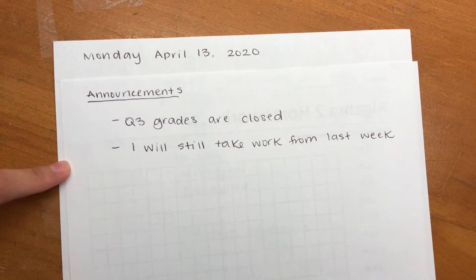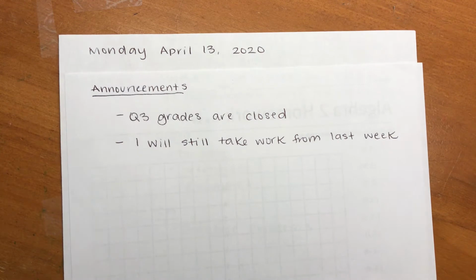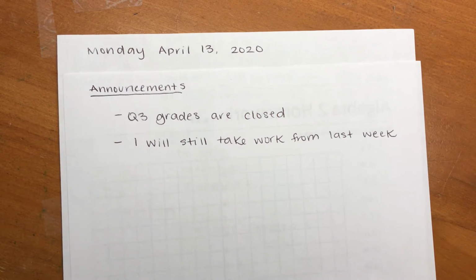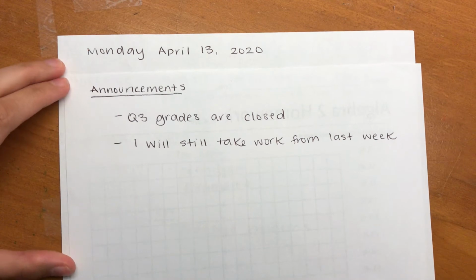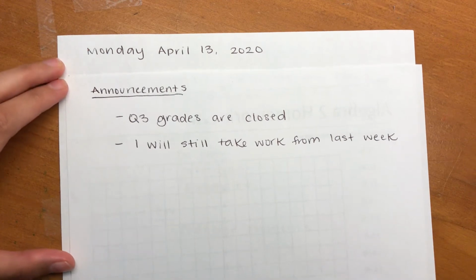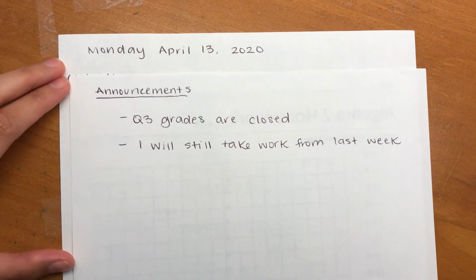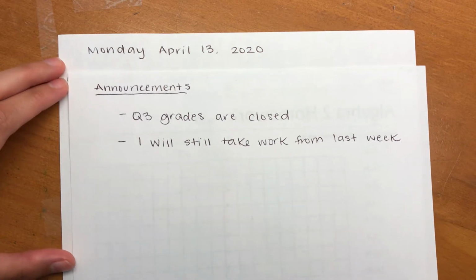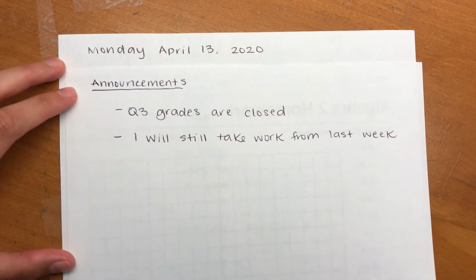My quarter 3 grades are closed. Everything that you did last week is for quarter 4, and everything that's this week is also for quarter 4. I'm still taking work from last week since it was from quarter 4. Even though things are due on Saturdays, if you need an extension, just let me know, especially for those of you who weren't able to get in the classroom right on Monday. Just because you weren't able to finish it doesn't mean you can't still do the work from last week.